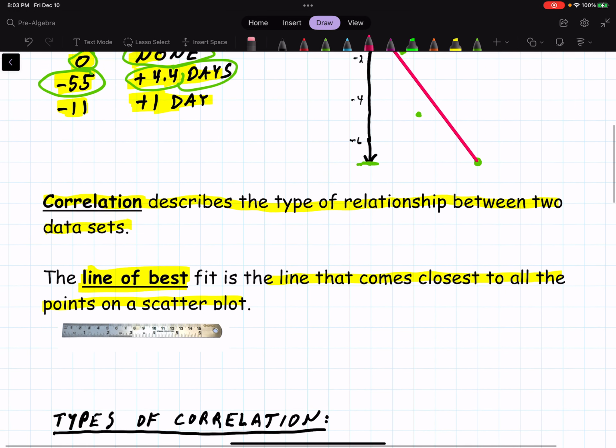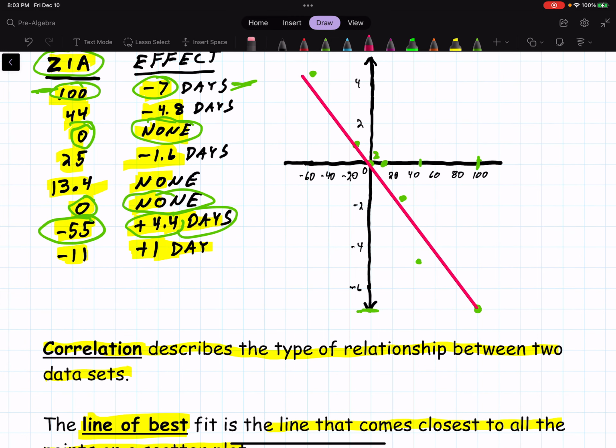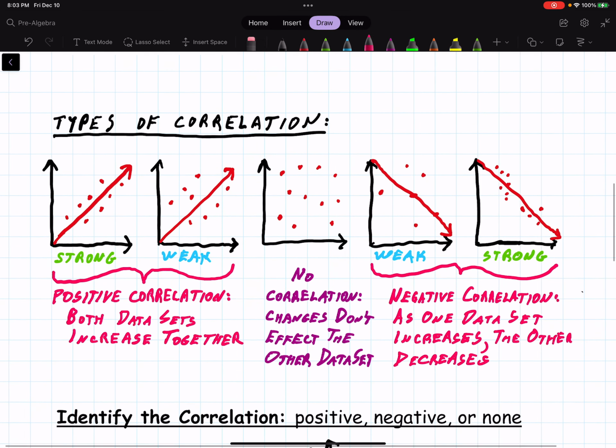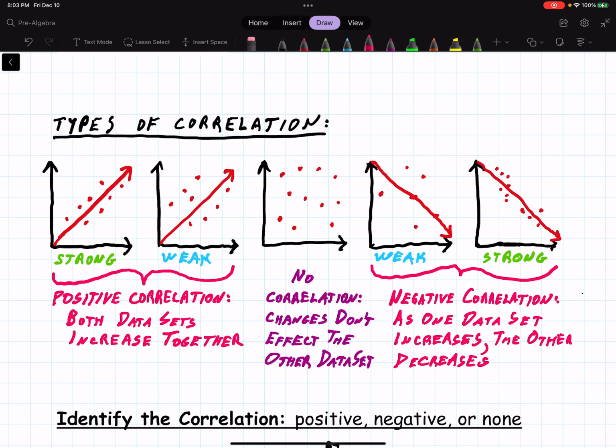Okay, so now you can see that we have data here, and let's take a look at the types of correlation that we could have had in our data, and we'll come back and look at our lozenge and cold chart again to see what kind of correlation we got. So here's the types of correlation that we can have. We can have a positive correlation, we can have no correlation, and we can have a negative correlation. So we need to talk about what each of those three things are.